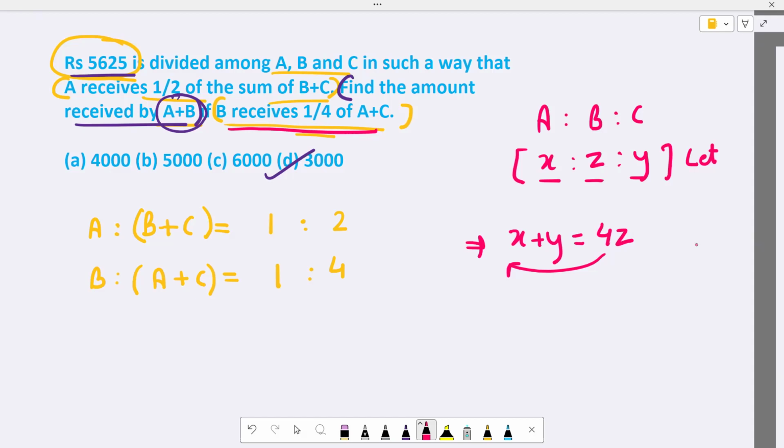Then the second equation that we can form is that Z plus Y, that is B plus C, as it happened in this case, will be equal to 2 times that of A, which is X. Right, this becomes the second equation.